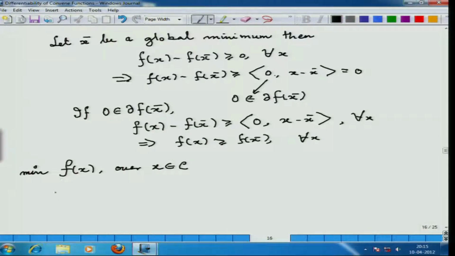If this was differentiable, the optimality condition is both necessary and sufficient. Of course, f is a convex function, C is a convex set. In our study, we have to be very careful: unless and until mentioned, the functions are always convex and the sets are always convex and usually closed, unless specifically told to be open.